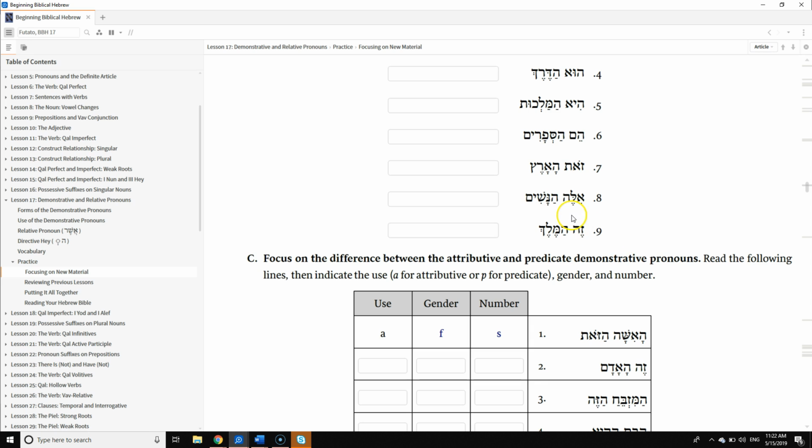Number 8, elleh hanashim. Elleh can be masculine or feminine. It is plural, so we would translate this as these are the women. Hanashim is the women. Then finally, number 9, ze hamelech. Ze is our masculine singular near demonstrative. So we would have this is the king.